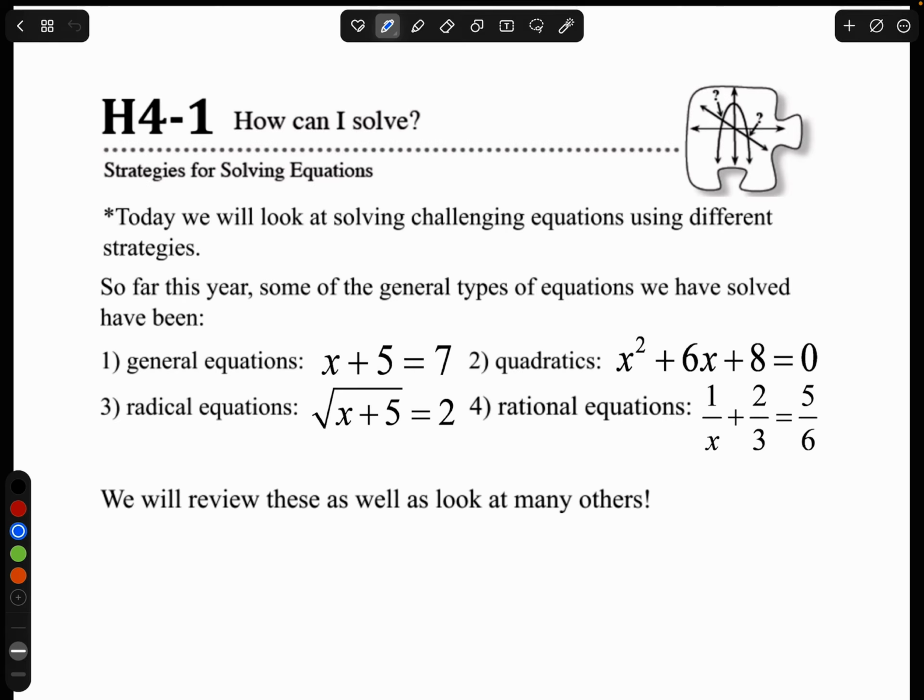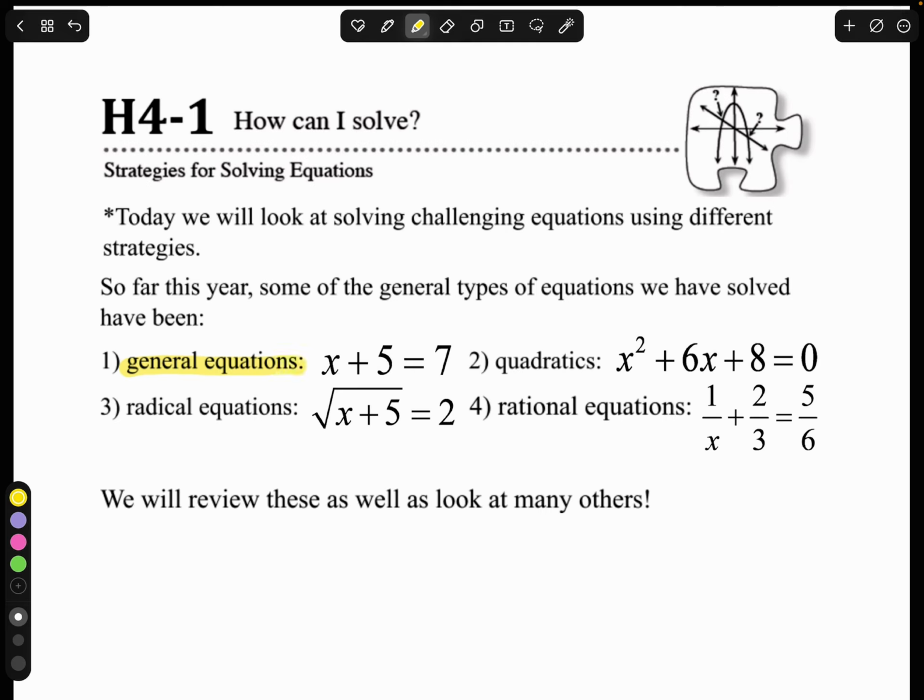These are the notes for H4-1. It's titled, How Can I Solve? Today we're going to look at strategies for solving equations. These are equations that we've practiced already this year. Some of them you may feel good about, some of them you may need some practice.